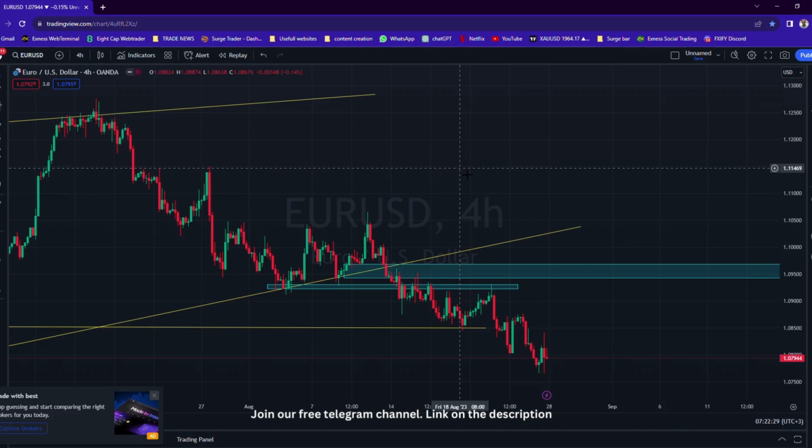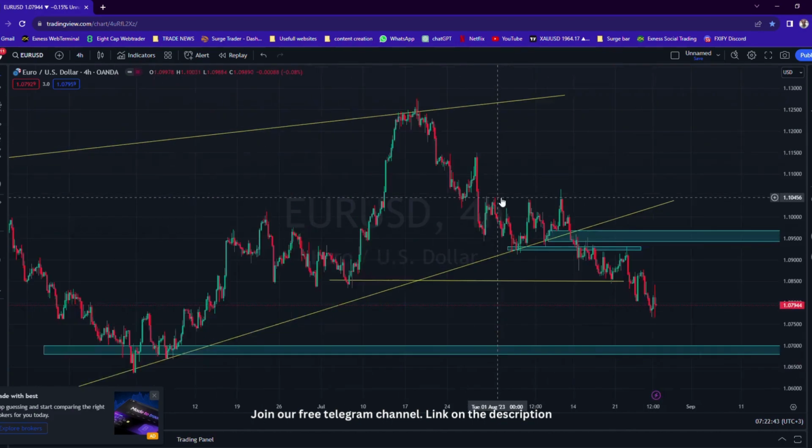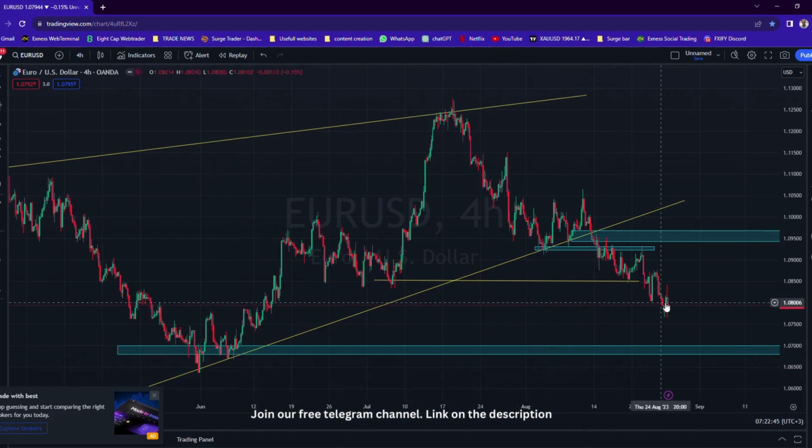But as of now, the market structure is still very bearish on Euro USD, and it is still very bullish on USD Canadian. So let's see how the market is going to react to those zones we've just labeled, which will be Euro USD right there, and USD Canadian at the point of 1.365.